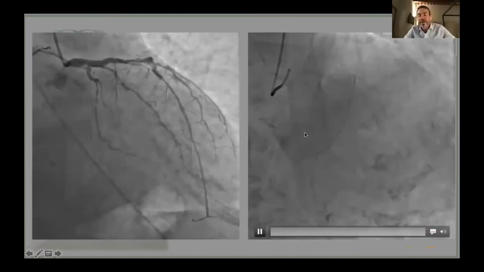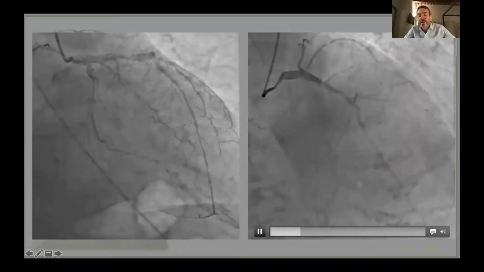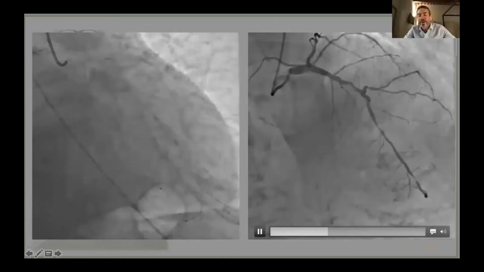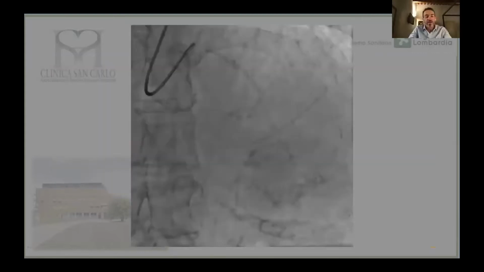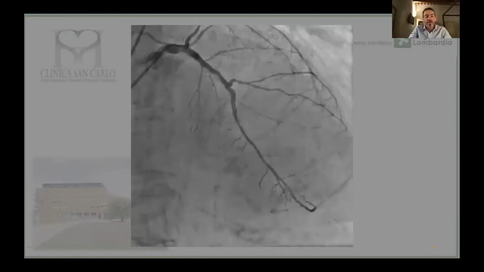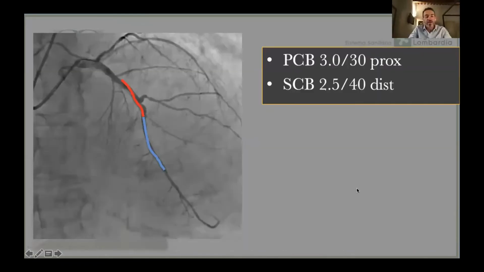This is a highly diffusely diseased and calcific LAD, okay? We don't want to place stents in this patient, with a hemoglobin of 5 and an active bleeding, so it was not our option. So we gave heparin, cangrelor, and we used scoring balloons 2.5, 3.0 in order to prepare the lesions, and then we decided to use only DCBs for these lesions. This is not a stent-like result, but with this calcification, it was the best that we could do for this patient. We used sirolimus and paclitaxel-coated balloons, and that was the result.